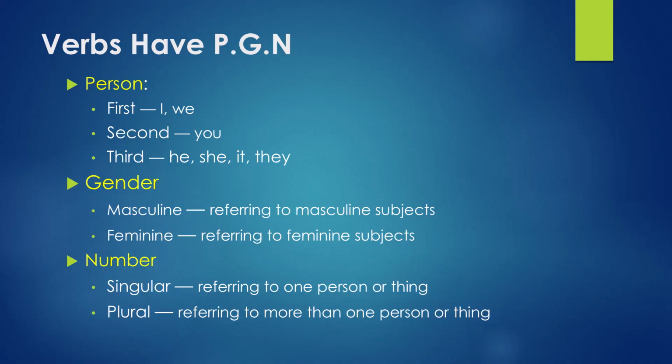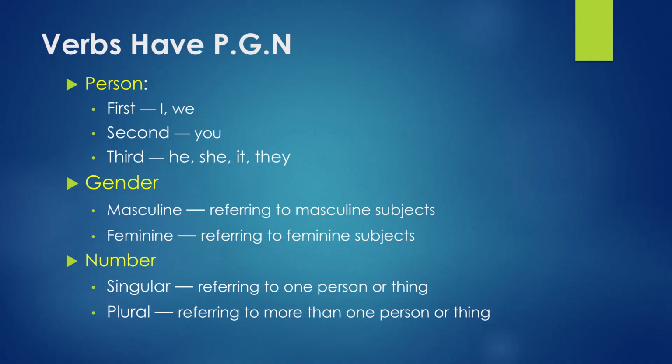Now by person is simply talking about who is speaking, who is being spoken to, and who is being spoken about. First person is the person speaking or doing the action, words like I or we. Second person is the person being spoken to, words like you. Third person is simply the person who is being spoken about, he or she or it or they. So person can be first person, second person, or third person.